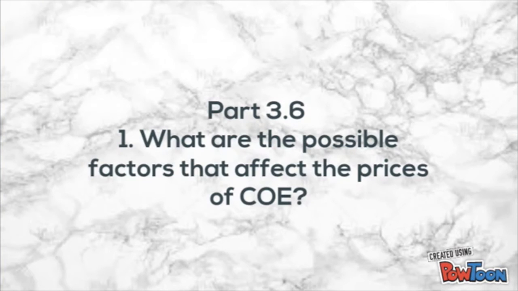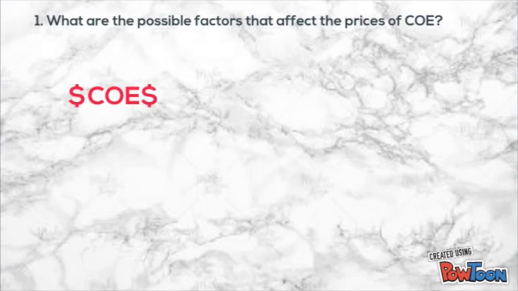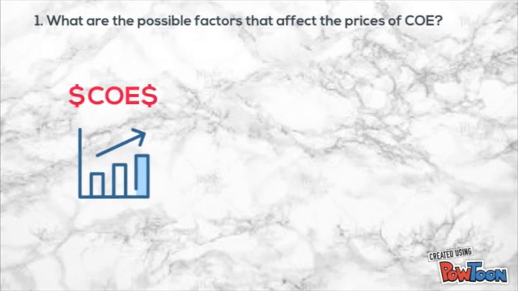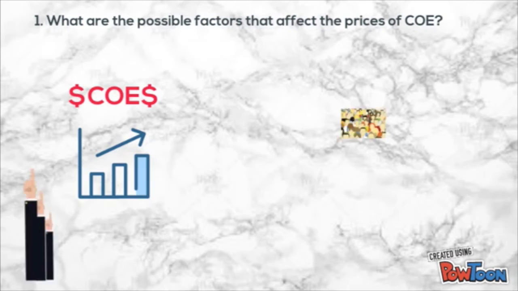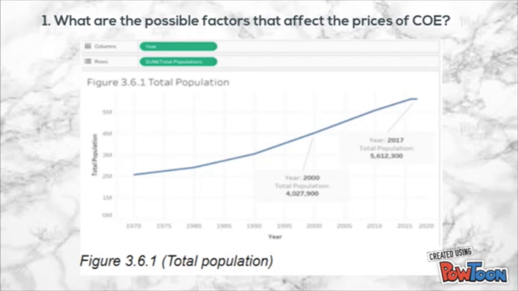For 3.6, we came out with one business question. What are the possible factors that affect the prices of COE? The prices of COEs have been increasing within Singapore. One reason the team feels for these increasing prices of COEs is the increasing population. From data gathered, the population has been experiencing a rising trend from 4,027,900 people in the year 2000 to 5,612,300 people in 2017. This is an increase of more than 20% within 17 years.